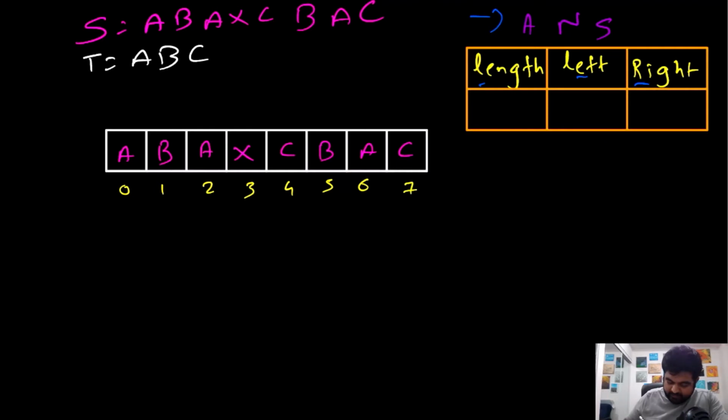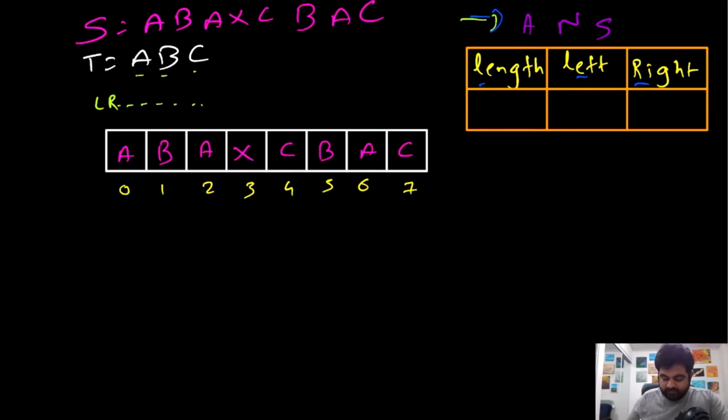Initially we are going to have both our left and right pointers starting at the first position. What we will have to do is move our right pointer to the right until the point where we create a substring where all of these A, B and C are present. The moment we do that, we will note down the answer we have found so far: the minimum length, the left pointer, and the right pointer.